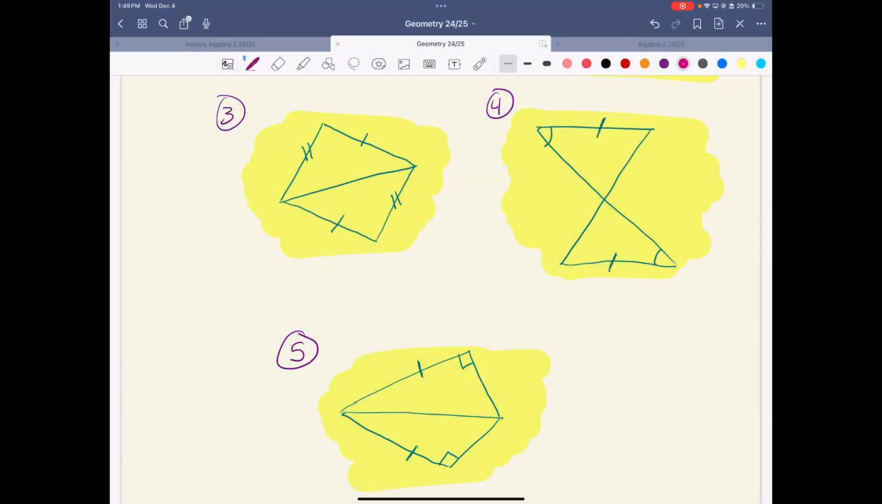All right, first one. Yes or no? Yes. Which one? Side, side, side. I could put the tick marks right there. Very good. Next one. Yes or no?